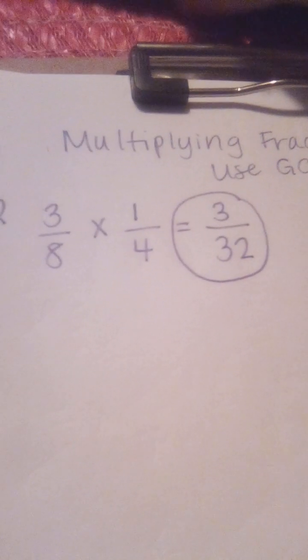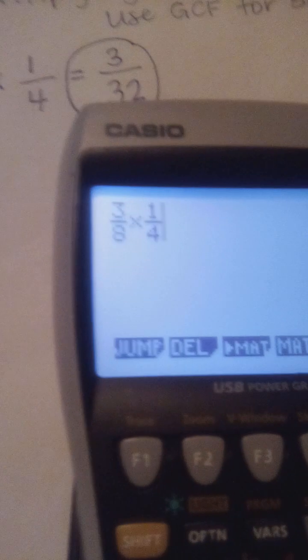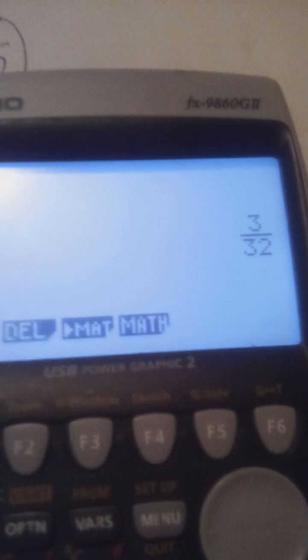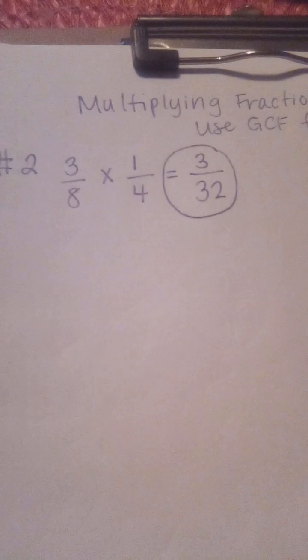Let's check on the calculator to make sure that everything's good. I'm going to clear this out. Give me a second. Okay, let's do this. I got to put the light on. You can see what I'm going to do. 3/8 multiplied by 1/4. You see that? That's our answer, 3/32. We're off to a good start. All right. Any questions on number 2? All right. Let's go on.